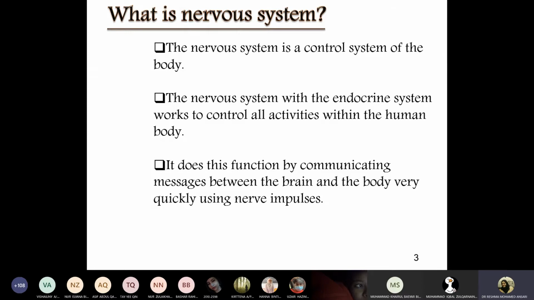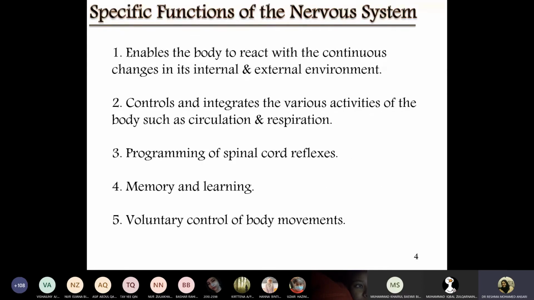So it is very fast. So what are the specific functions of a nervous system? It enables the body to react to the changes in the external and internal environment. So external environment is basically what I say is, yeah, I'm touching the fire, or it is very cold outside, so I need to close myself up, wear an extra layer of clothing. So any changes within the external environment, I react. So that is the changes of the external environment.